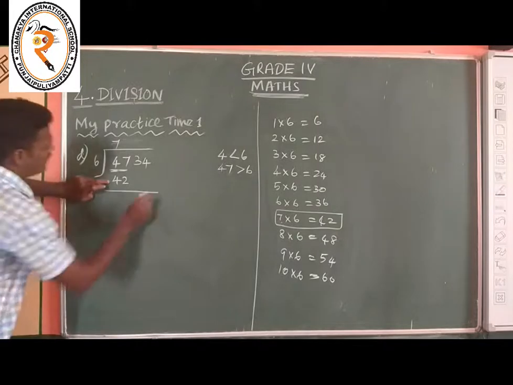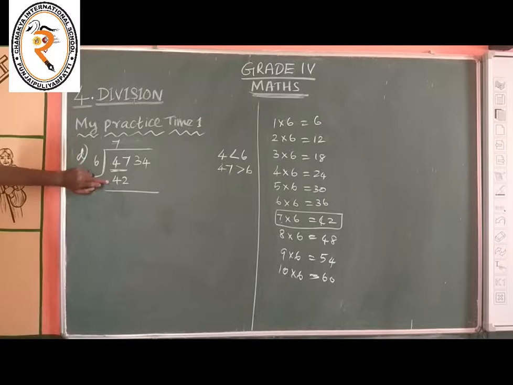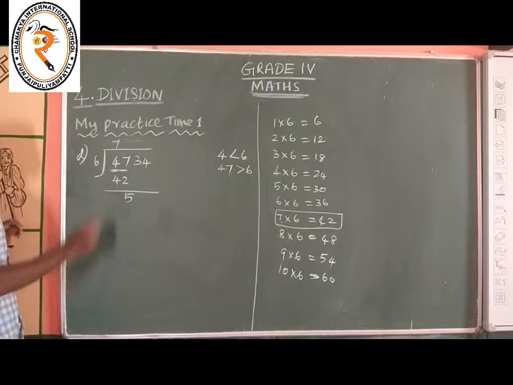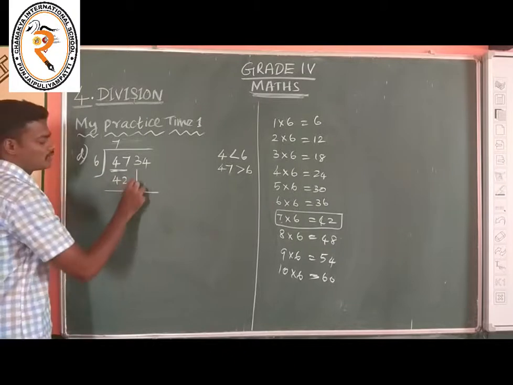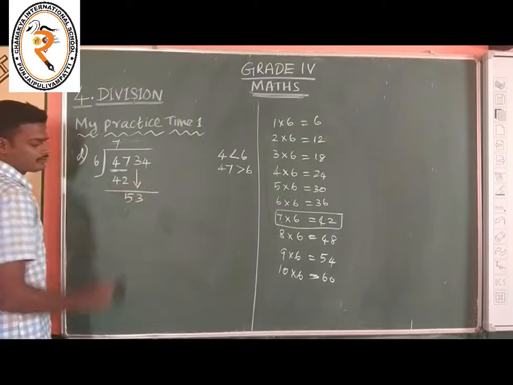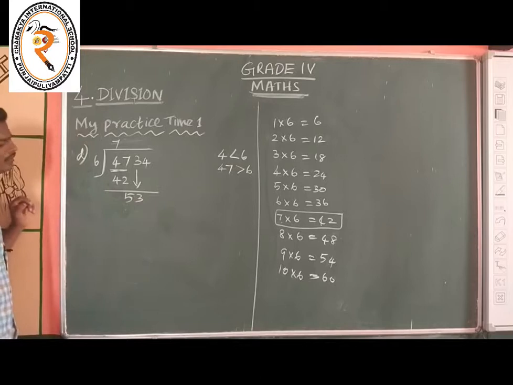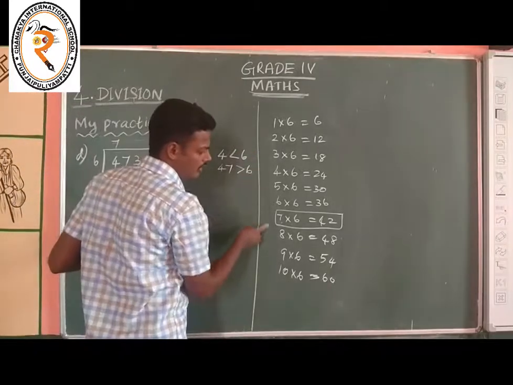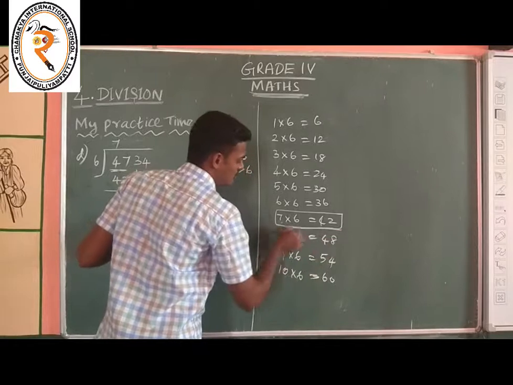Next we subtract 47 minus 42. 7 minus 2 is 5, 4 minus 4 is 0. So bring down the next value, 3, making 53. 53 in the sixth table is not here. So the last value less than it is 48.